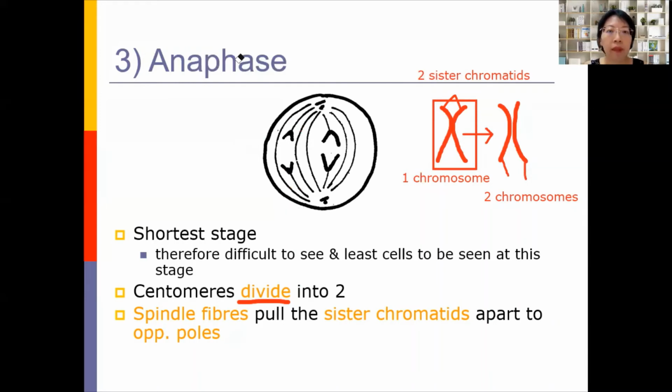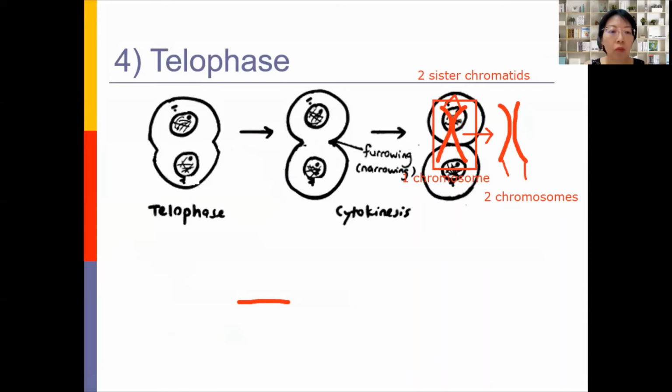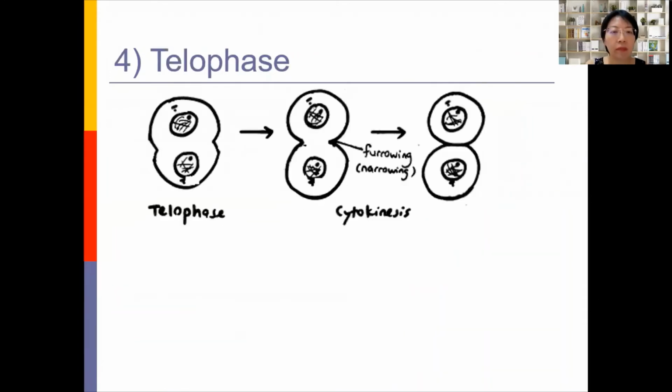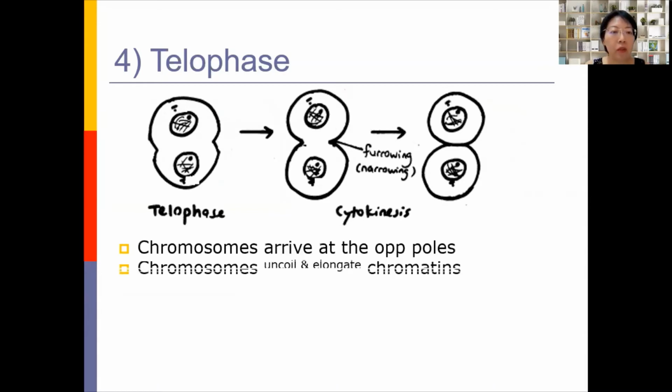So the sister chromatids will be pulled by the spindle fiber to the opposite poles. When the spindle fiber moves, it moves by a sliding effect. Now, telophase. Telophase means the end of. Telophase starts the moment all the chromosomes arrive at the opposite poles, so it starts when all chromosomes have finished separating.